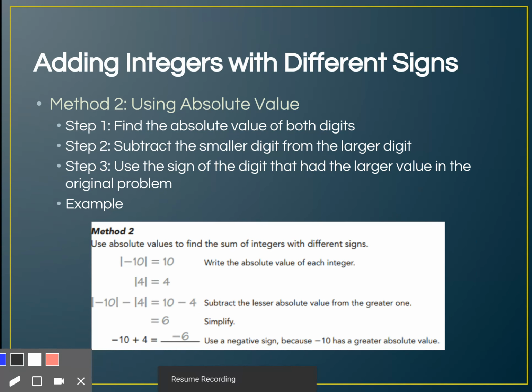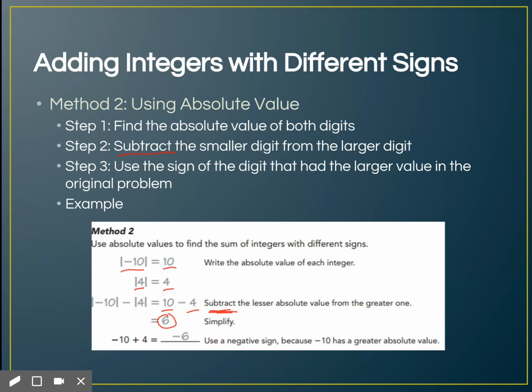Method 2, just like when adding with positive signs, we use absolute value. But this time we have a difference in step 2 where we actually subtract. So in method 2, we're finding the absolute value of both digits. The absolute value of negative 10 is positive 10. The absolute value of 4 is 4. So we have negative 10 plus 4 becomes 10 minus 4 because, again, in step 2, we're subtracting our digits. 10 minus 4 equals 6.